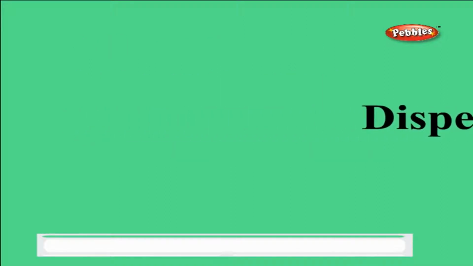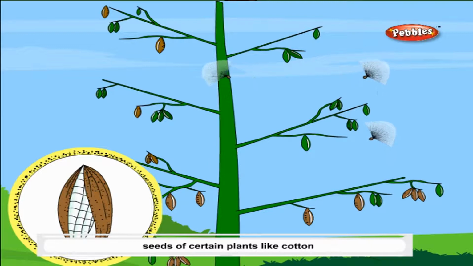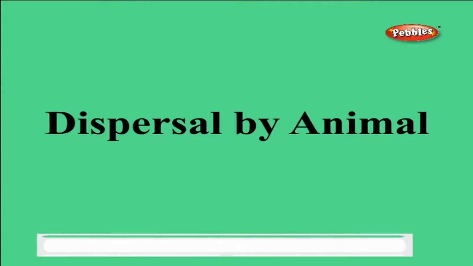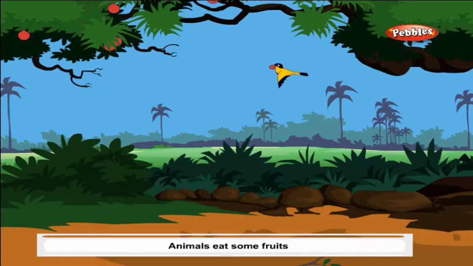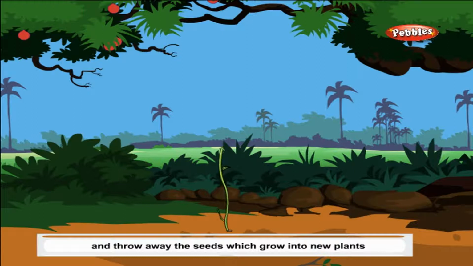Dispersal by wind. Seeds of certain plants like cotton are very light and have wings or hair on them. These seeds are easily carried away by wind. Dispersal by animals. Animals eat some fruits and throw away the seeds which grow into new plants.